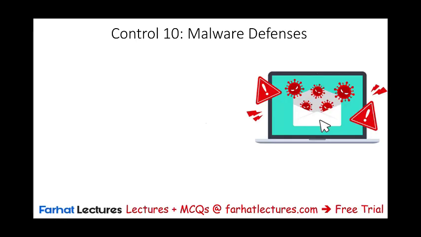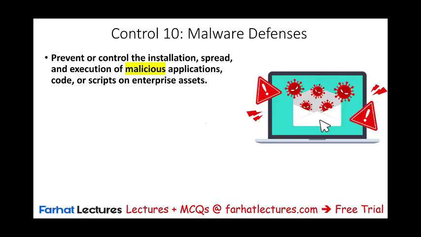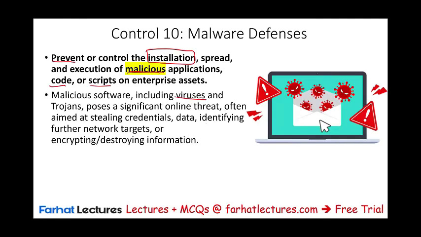So what are malware defenses? What is this control? Well, this control is designed to prevent or control the installation, spread, or execution of bad applications, bad software, code, or script on the company's assets. Now, when we say malicious software, what would that include? That would include viruses, Trojan horses, anything that poses a significant online threat. Now, if you don't know what a virus is specifically, we're going to have a whole session about viruses and Trojan horses as we are learning about information systems and control. What you need to know now is Control 10 tries to prevent those from occurring.